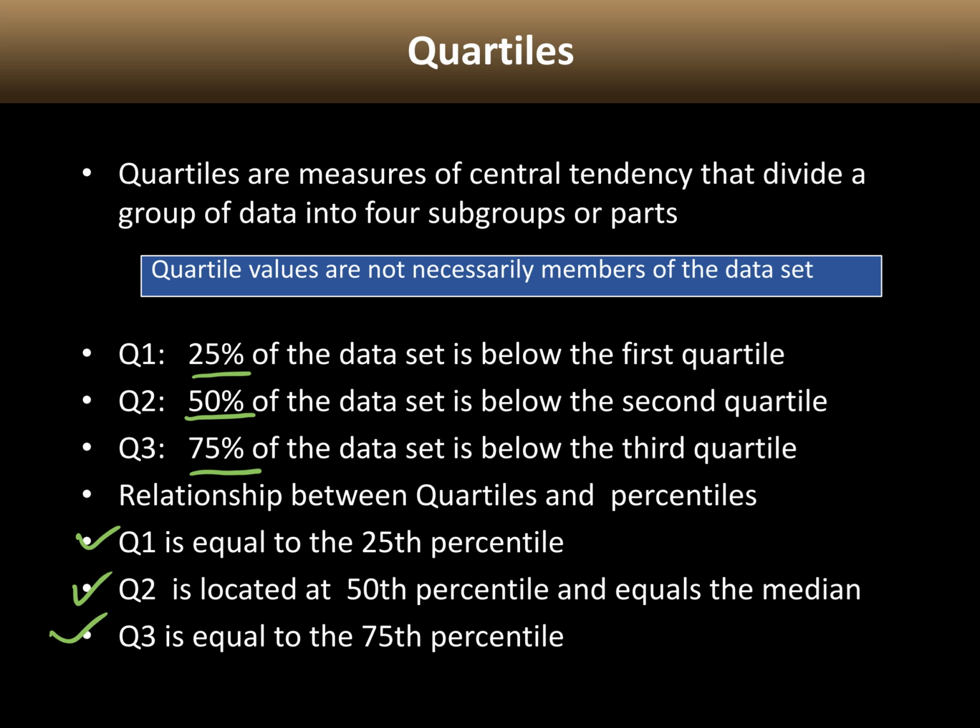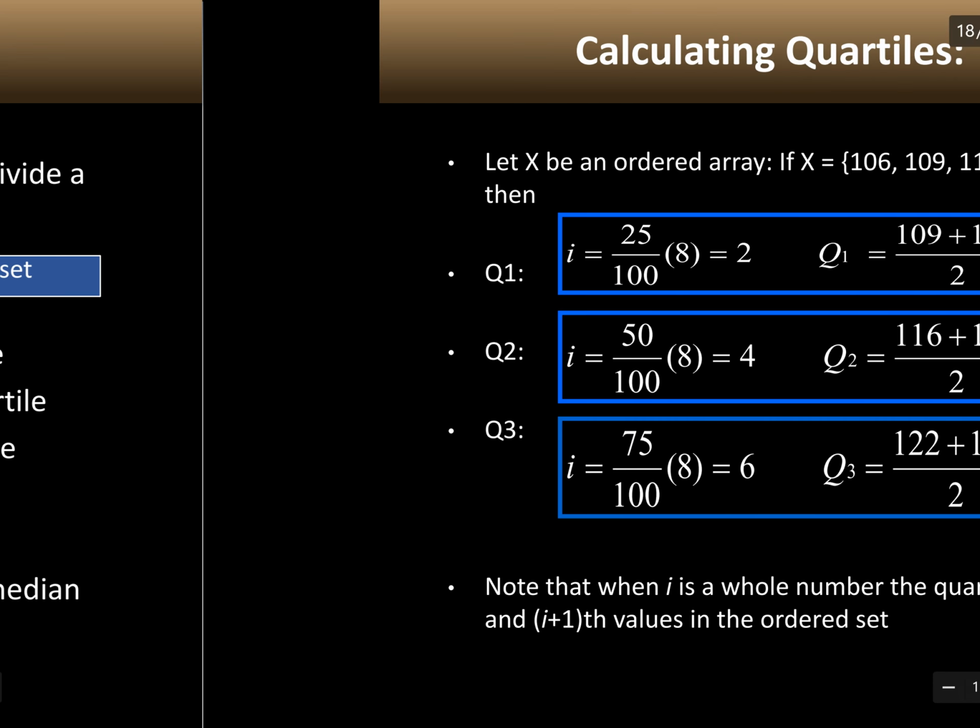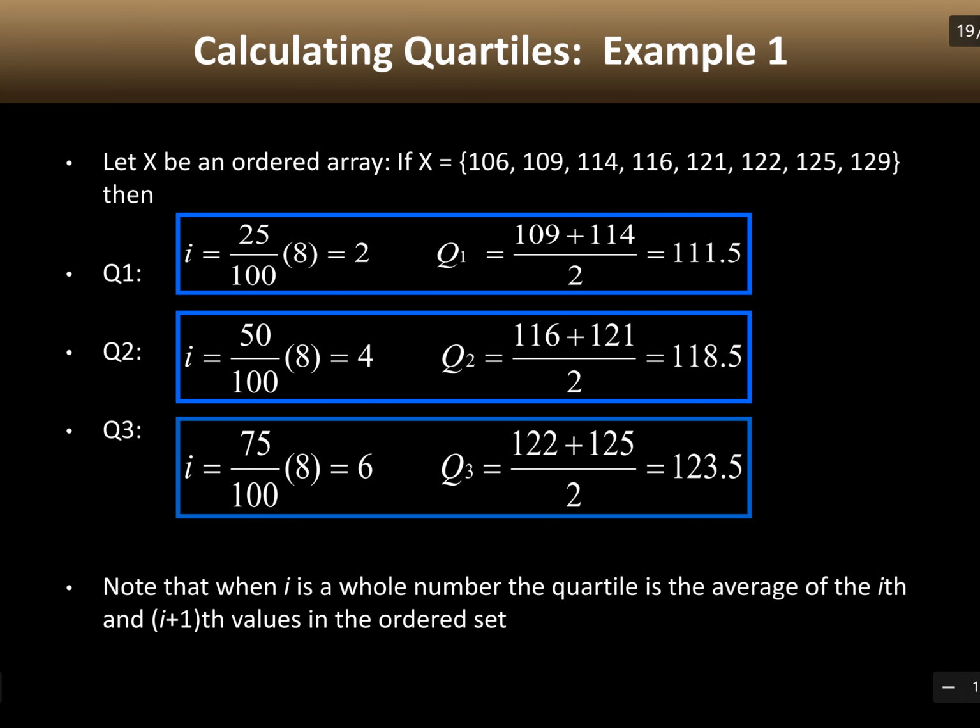They could be values in the data set, just like the median. Sometimes it's an actual value contained in the data set if the data set is odd. If the data set is even, then it's not an actual value in the data set and it needs to be calculated. So calculating the quartiles, here's an example.